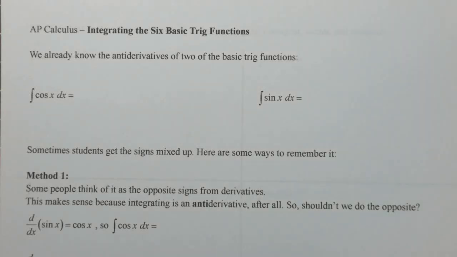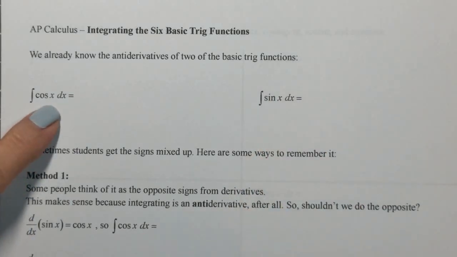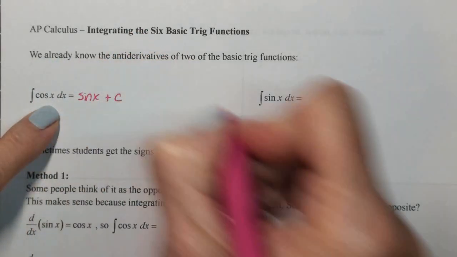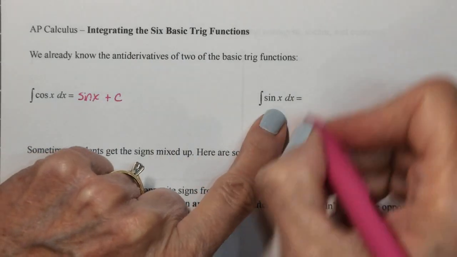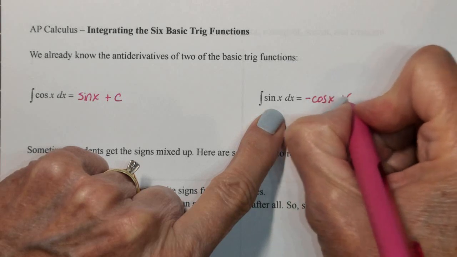Today we're talking about how to find the antiderivative of each of the 6 basic trig functions. So we already know the antiderivatives of 2 of our basic trig functions, the antiderivative of cosine of x and the antiderivative of sine of x. The antiderivative of cosine of x is positive sine of x plus c. The antiderivative of sine of x is negative cosine of x plus c.